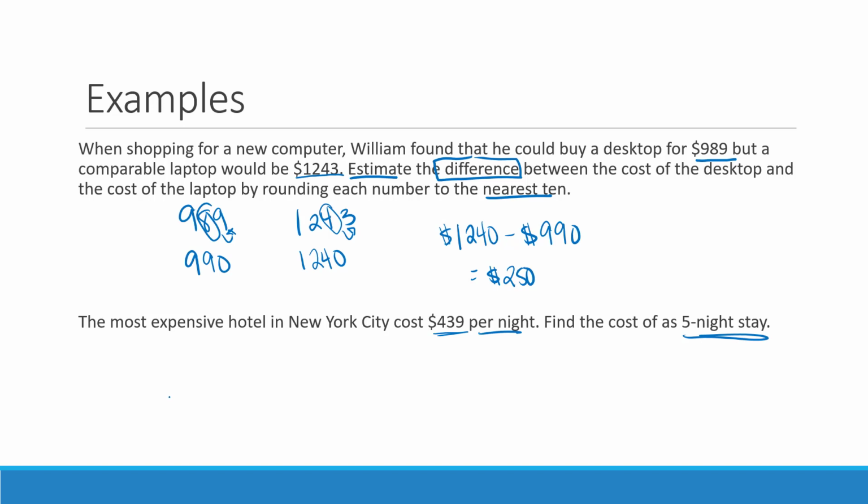You're doing $439 5 times. Repeated addition is the same thing as multiplication. So again, when you have something that's being repeated over and over again, that's going to indicate that you're going to be able to multiply those 2 numbers together. So when we do 439 times 5, it is going to cost you $2,195 to stay there for 5 nights. Again, not a hotel that I would be staying in.